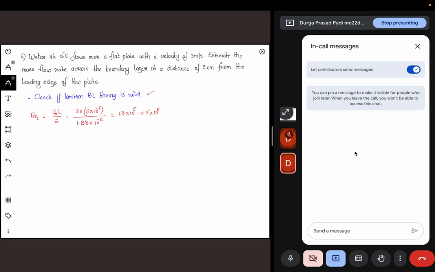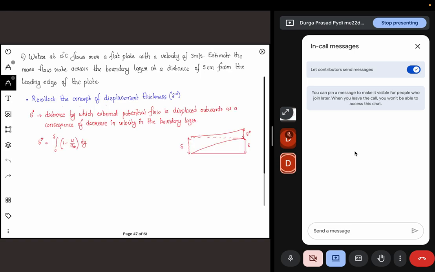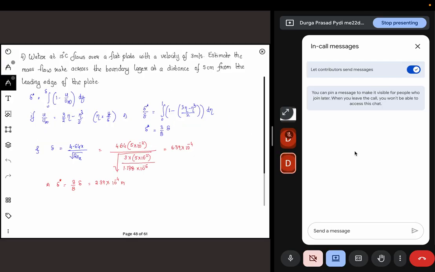The next step is again just a recollection of what displacement thickness is. This is the distance by which the external potential flow has to be displaced outwards as a consequence of a decrease in the velocity in the boundary layer. So now you have to compute rho infinity times delta star and delta to be able to calculate the total mass flux. And delta star is defined as the integral from 0 to delta of 1 minus u by u infinity dy. In this particular scenario, we will use the integral solution to solve for delta star. We know u by u infinity from the integral solution as 3 by 2 y by delta minus y by delta whole cube times half. So you substitute that into the integration and then you will get delta star as 3 by 8 delta.